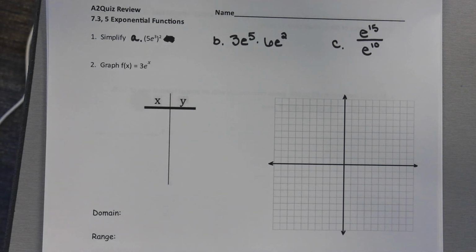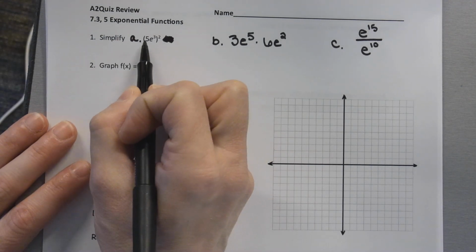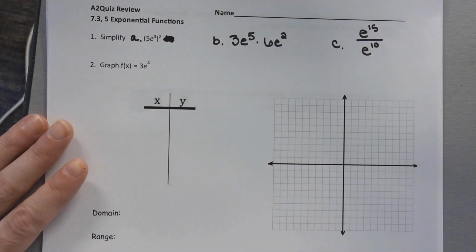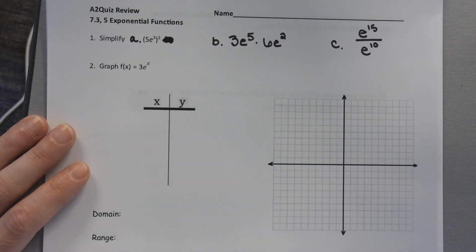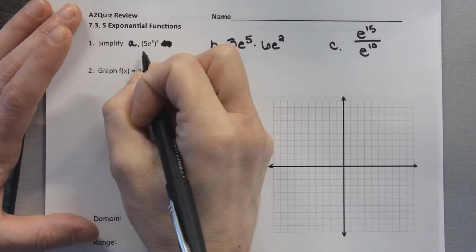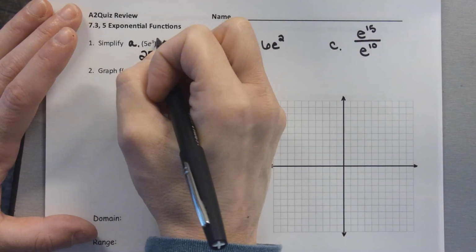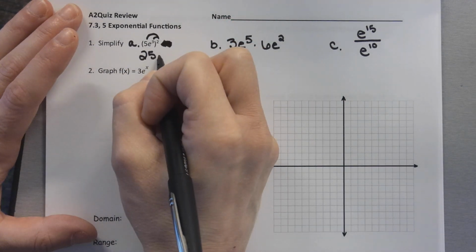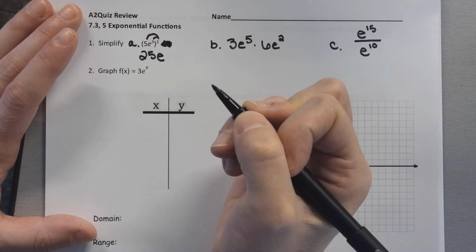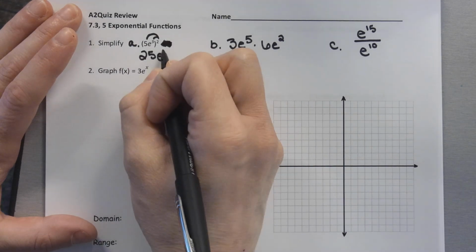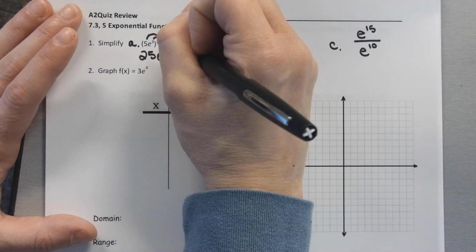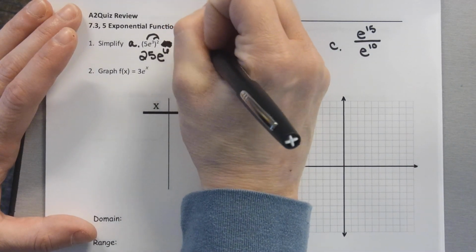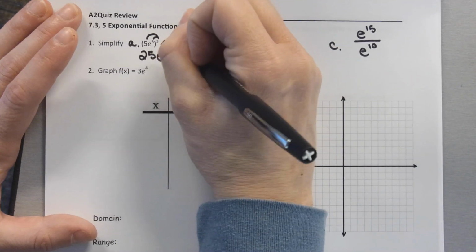Alright, so let's start by squaring. Remember, we need to square both pieces. If I square the 5, what am I going to get? 25. And then if I square the e to the third, what do I get? E to the 6.